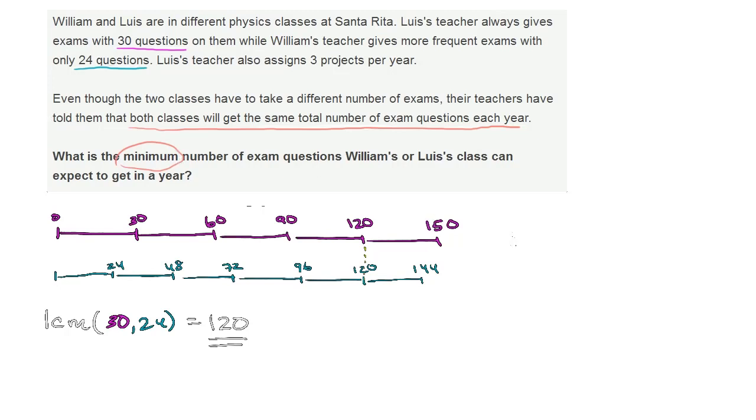Now, there are other ways that you can find the least common multiple other than just looking at the multiples like this. You could look at it through prime factorization. 30 is 2 times 15, which is 3 times 5. So we could say that 30 is equal to 2 times 3 times 5.